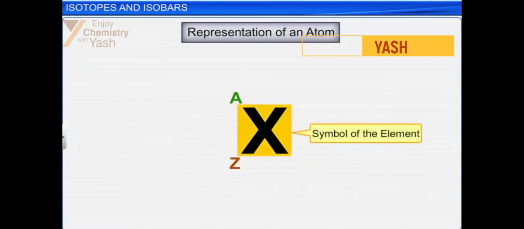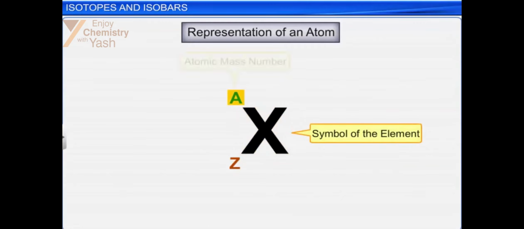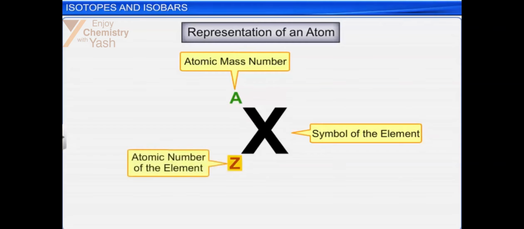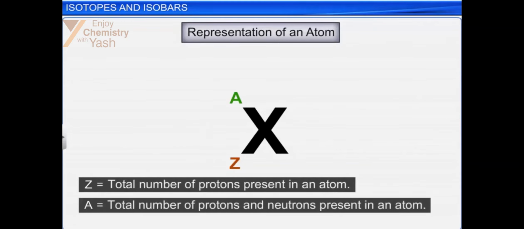The symbol X represents the symbol of the element. The superscript A on the left-hand side of X represents the atomic mass number, and the subscript Z on the left-hand side represents the atomic number of the element. As you have learnt before, atomic number Z gives the total number of protons present in an atom, while the atomic mass number gives the total number of protons and neutrons present in that atom.